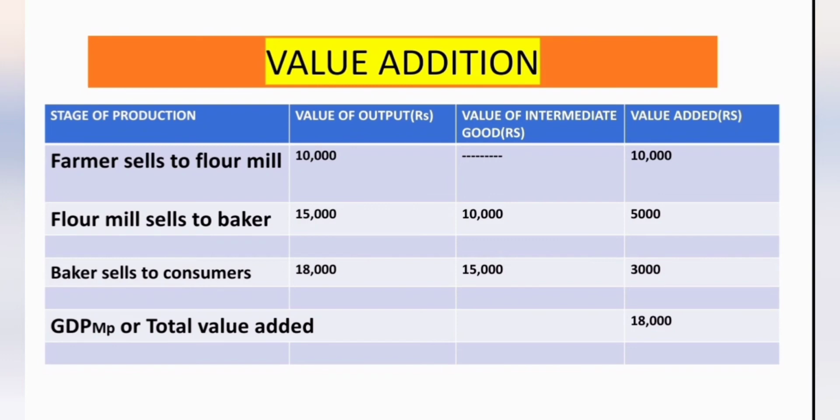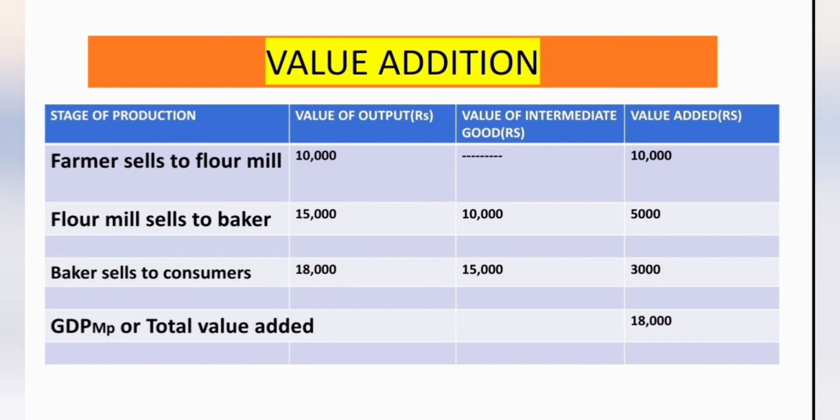That is why we are not taking the value of intermediate product. When the farmer sells to the flour mill, 10,000 is the value added. When the flour mill sells to the baker, only 5,000 is the value added. And when the baker sells to consumers, only 3,000 is the value added. The other 15,000 or 10,000 are the intermediate cost. So 10,000 plus 5,000 plus 3,000, 18,000, is the value added. This is one approach to the value added method of measuring national income.